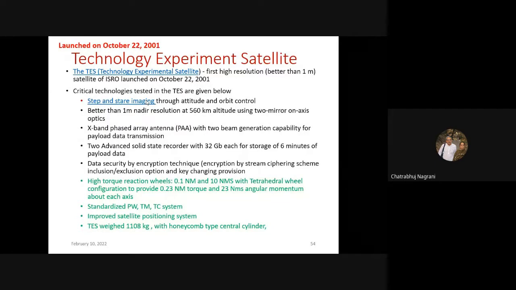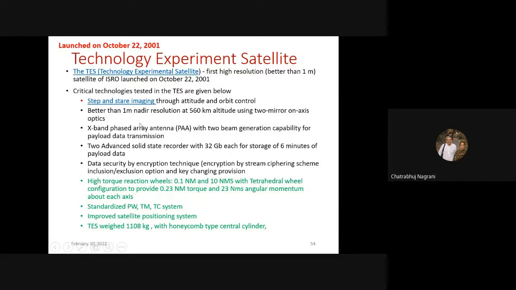So you will be able to concentrate on a given area a little longer, so that you can collect signal for a larger time without smearing. At the same time, your exposure time is larger, so your signal to noise ratio is better. And that is called step and stair imaging. So we did step and stair imaging.